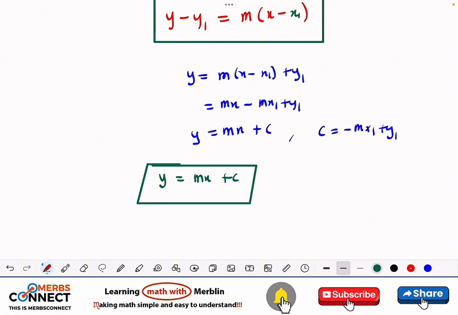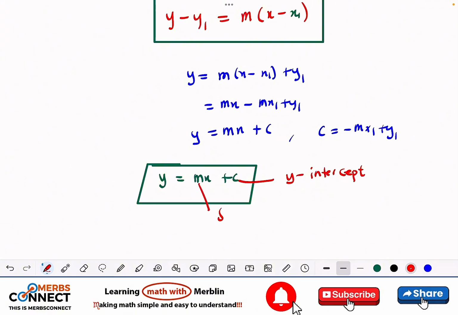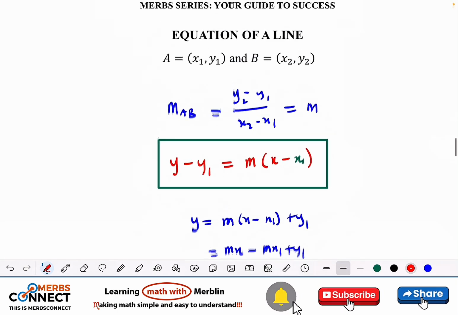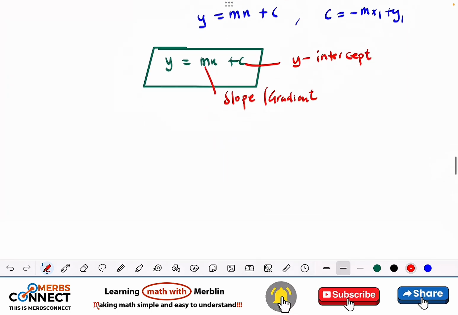Now remember, this c here is called the y-intercept. So we can give you a question where they've given you the y-intercept, and then you just need to find the slope and then form the equation of the line. So this m here is the slope, and then this is the y-intercept. One thing that you also need to keep in mind is that slope is also called the gradient. I hope you are learning something. Yeah, so basically that is also the equation of the line, right?